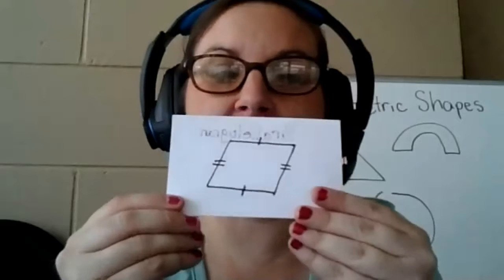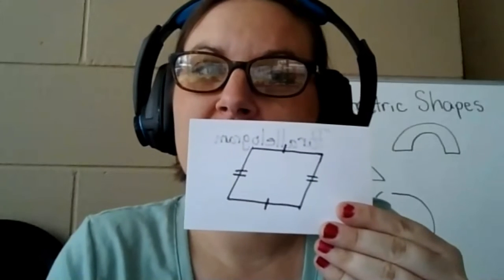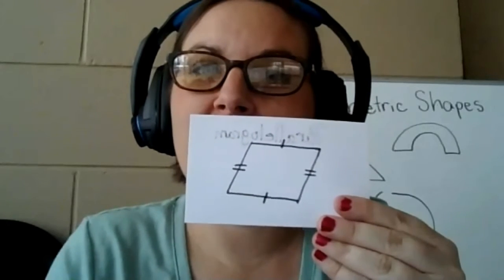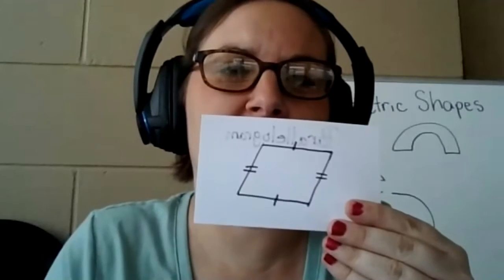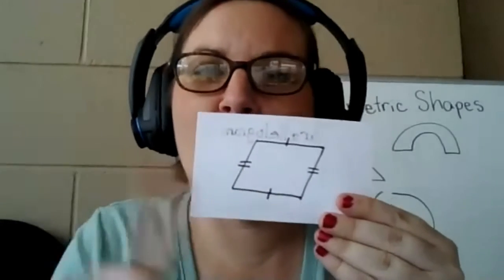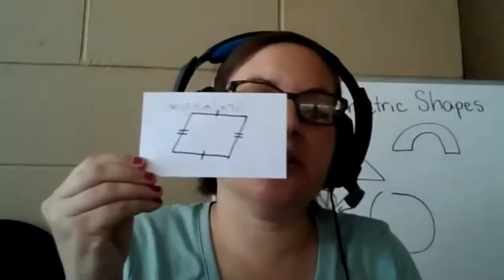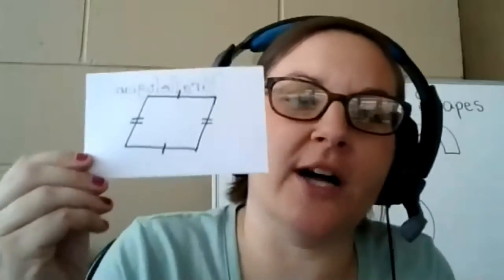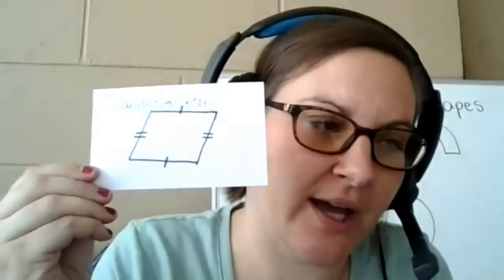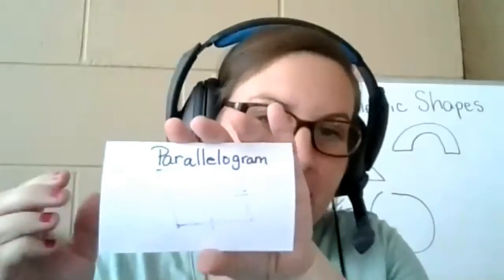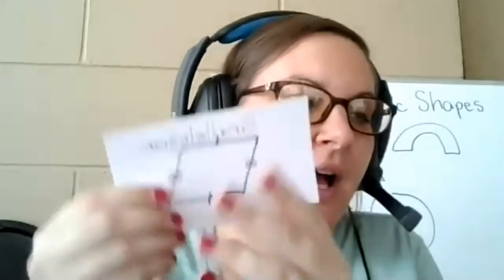Okay. Is it a triangle? I'm trying to trick you. Is this a triangle? No, it is not a triangle. This is a quadrilateral, okay? And it's also a parallelogram, okay?